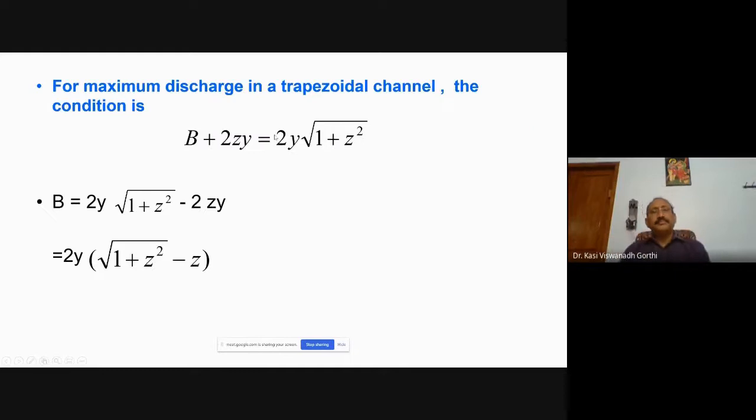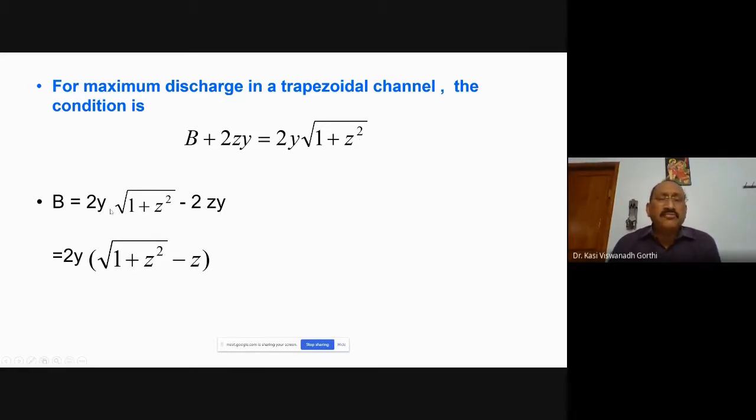0.0126. So for the maximum discharge in a trapezoidal channel, the condition is that half of the top width equals y root 1 plus z square. Top width is b plus 2zy, so (b plus 2zy) by 2 is equal to y root 1 plus z square. Or b plus 2zy will be equal to 2y root 1 plus z square. That 2 from the denominator has been taken to the numerator on the other side. Or b is equal to 2y root 1 plus z square minus 2zy.